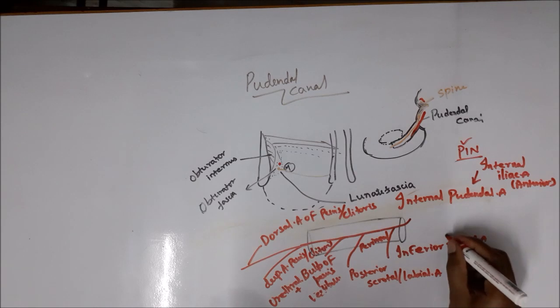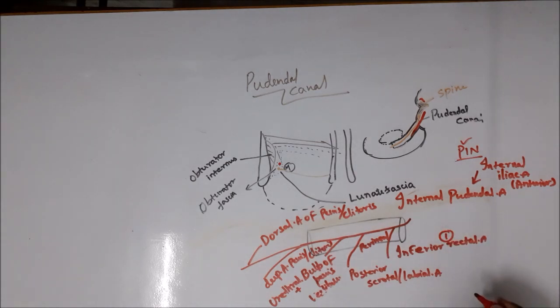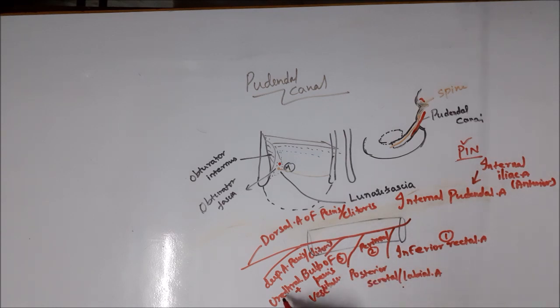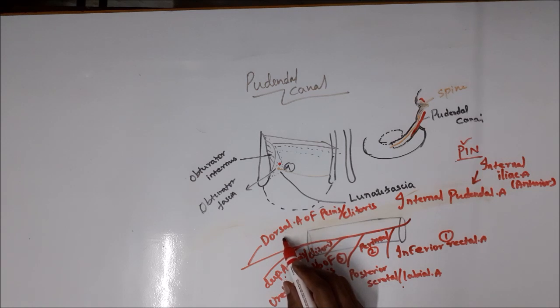So what are the branches? One is inferior rectal artery. Second thing is perineal artery. From that there are posterior scrotal or posterior labial arteries. Third one is the branch going to the bulb of penis or bulb of the vestibule. And one more thing is supplying the urethra, so this urethral branch. Then deep artery of penis or deep artery of clitoris and dorsal artery of penis or clitoris.